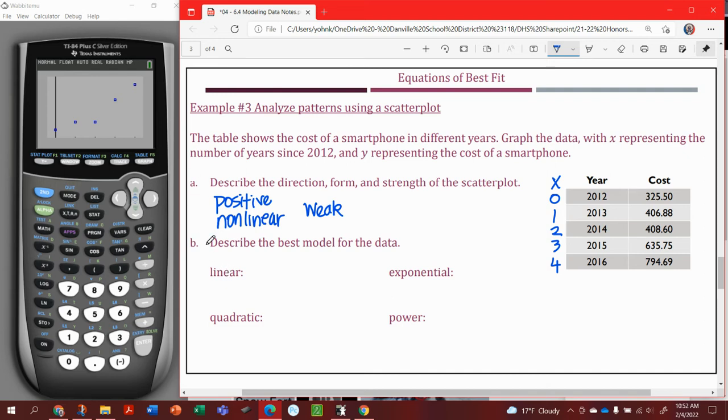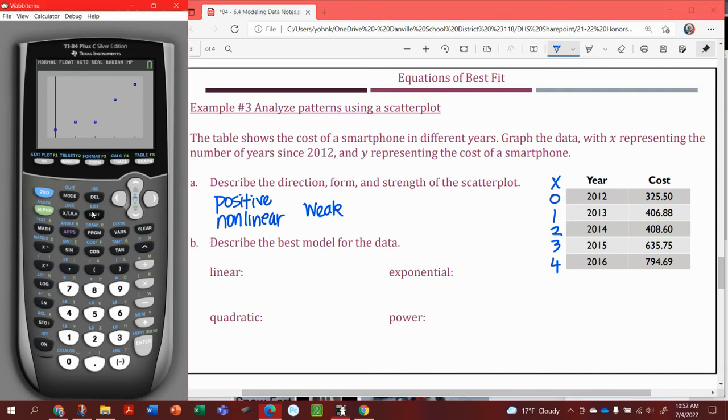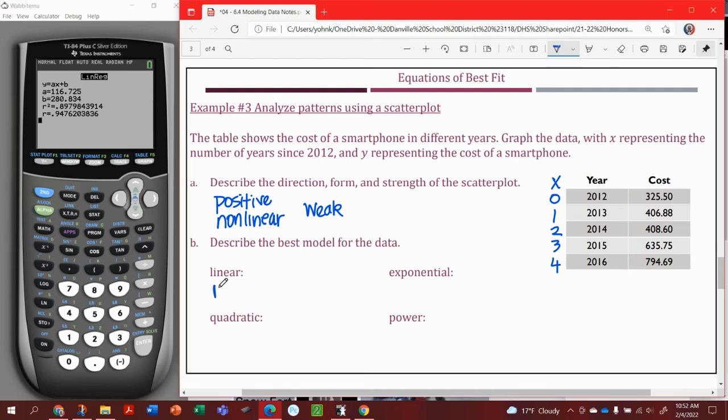To do linear regression, we're going to go to stat, and we're going to go to calc, and we're going to choose number 4, lin reg ax plus b, not number 8, but number 4. And then basically we just hit enter a bunch of times. And what we're going to do is look for the R value. So R equals, and take like the first 3 numbers. So like 0.947.